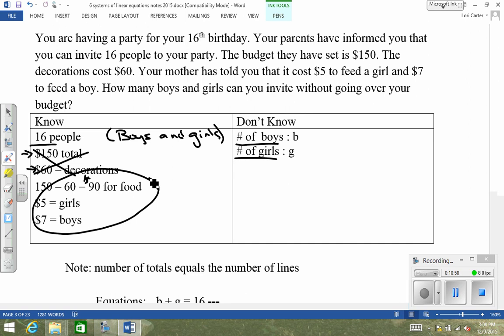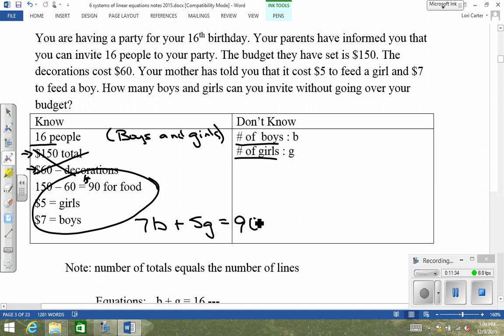Nope, I don't use 150B because 150 was my total, and I already subtracted out 60, so it is no longer in my equation. Would it be 5 and 7? Yes, I have to do something with the 5 and 7. What do I have to do with them? 7B plus. Yeah, it's how much it is for a boy, so that's 7 for the boys, plus 5 for the girls, and how much total do I get? $90.